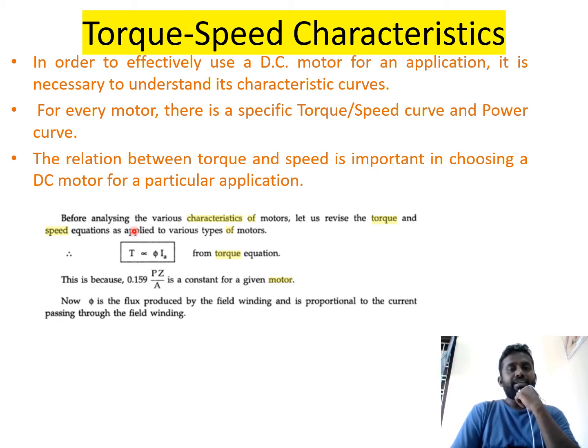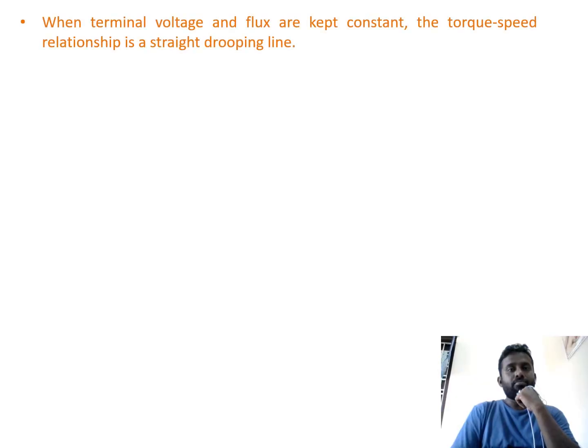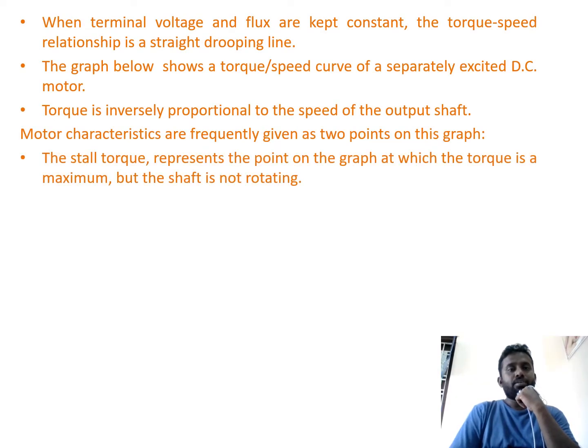So before analyzing the various characteristics of motor, let us revise the torque. That is, torque is proportional to phi into Ia, where Pz by A are constants. They are the design parameters of the machine. Now flux is produced by the field winding and is proportional to the current passing through the field winding. When terminal voltage and flux are kept constant, the torque speed relationship is a straight dropping line.